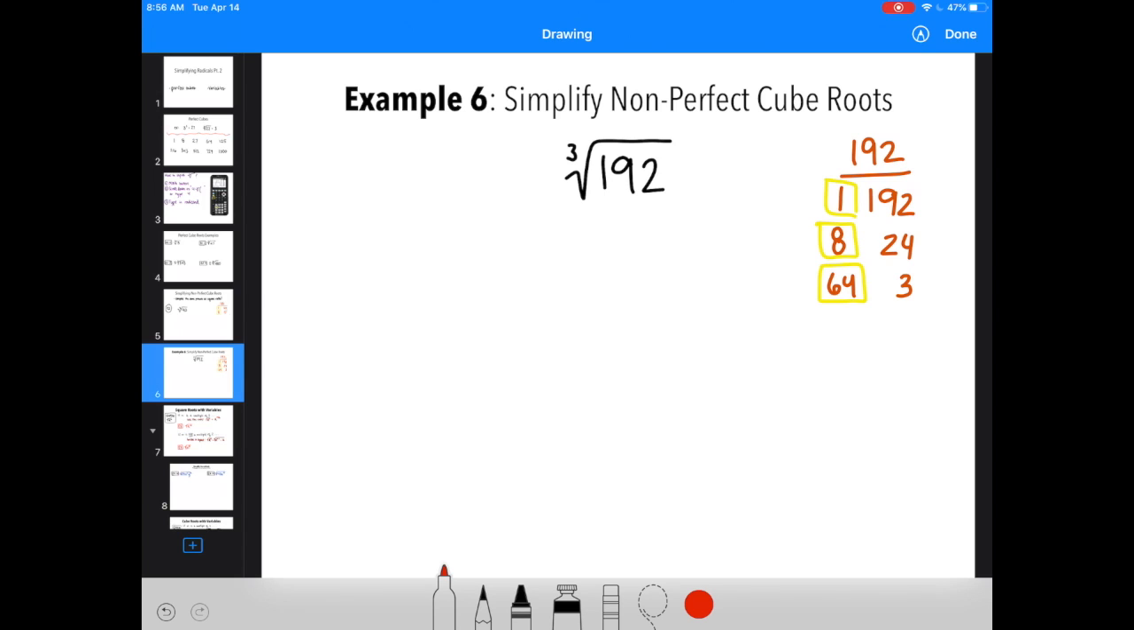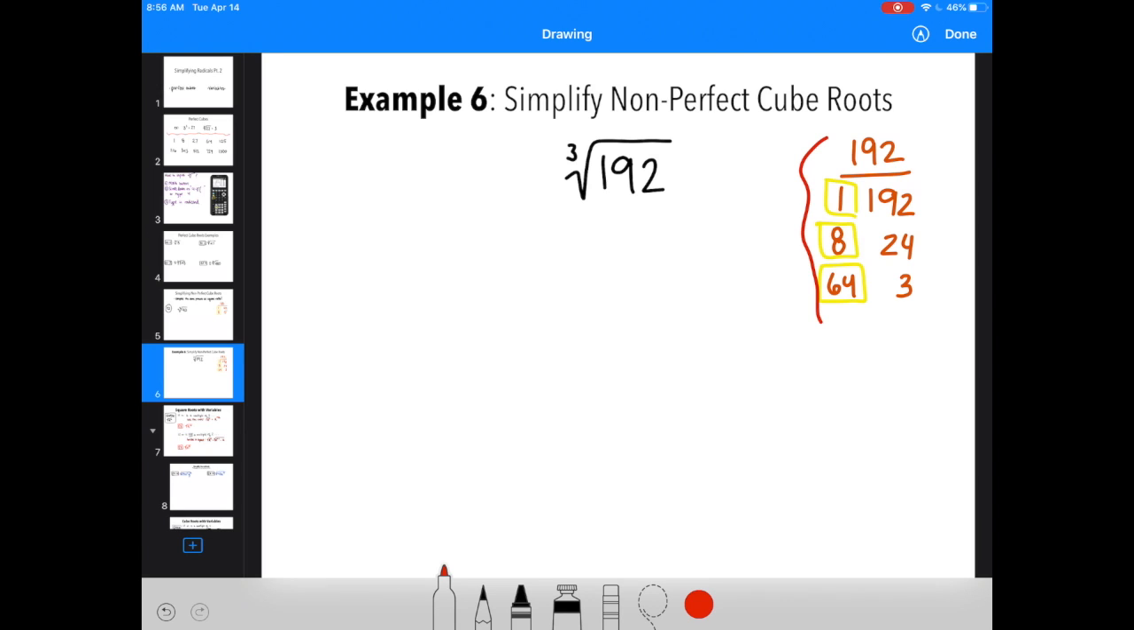Okay, let's try another one. Simplify a non-perfect cube root. We have the cube root of 192. Now, that's one I do not memorize off the top of my head. So I clicked through my calculator and I found my perfect cubes that are factors of 192. So I took my list I had before and I did 192 divided by 1, 192 divided by 8, 192 divided by 27. The numbers that came out as whole numbers, I added to my list. That's how I know they can be used.